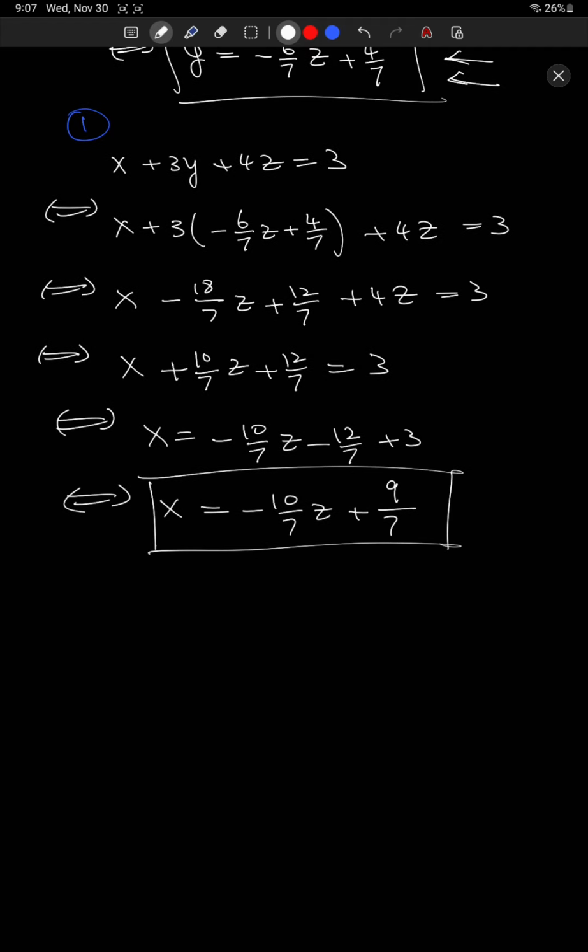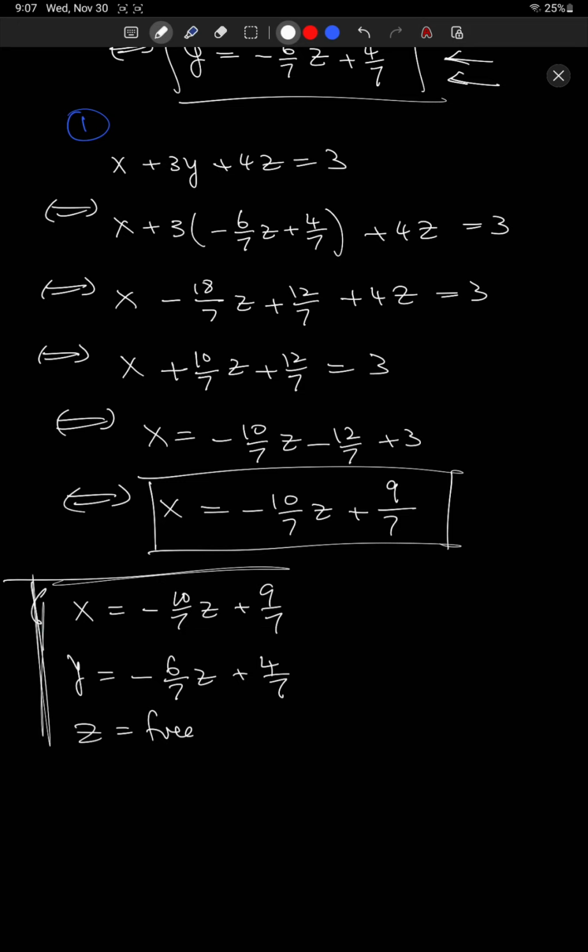Okay, so my final solution is x is equal to minus 10 over 7 z plus 9 over 7. y is equal to minus 6 over 7 z plus 4 over 7. And z is free. So we'll just write our solutions like this. Okay, and again, the interpretation here is that if I want you to tell me one solution to this problem, you would pick any z you like, right? z equals 0 would be nice and convenient. And that would tell you y and x, right? For z equals 0, y would be 4/7, x would be 9/7. And so one solution to the problem would be x equals 9/7, y equals 4/7, z equals 0, right?